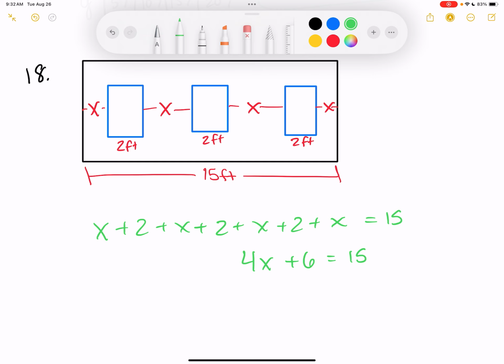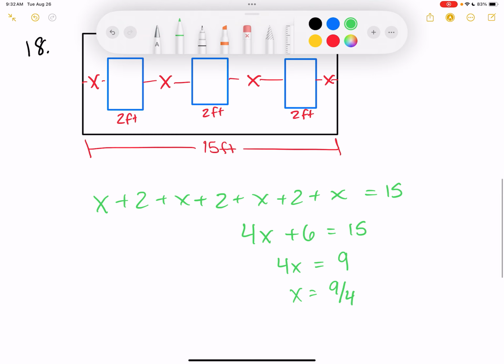Now, obviously, you could go straight to this 4x plus 6 if you were so inclined. That's fine, but I do it this way because if you need the visual, then you can just see everything written out and then combine like terms. So 4x equals 9. So x equals 9 over 4. Since we're dealing with measurement, we should really convert them to decimal. So what would this be as a decimal?